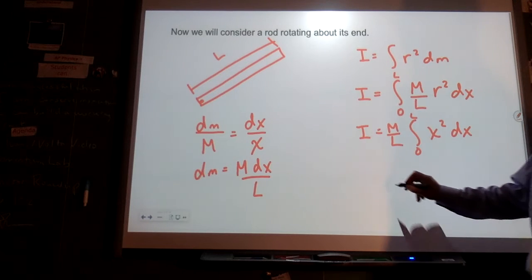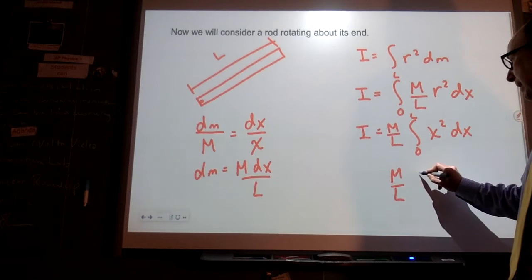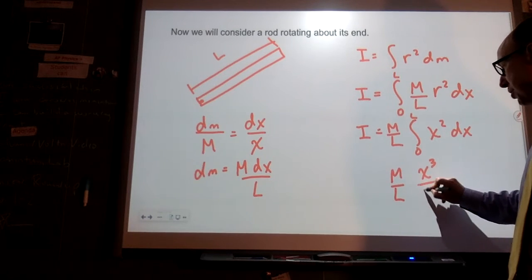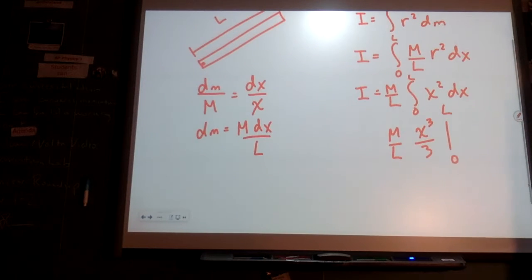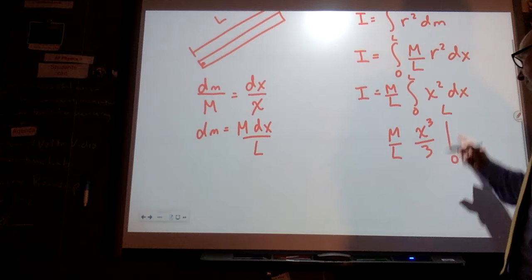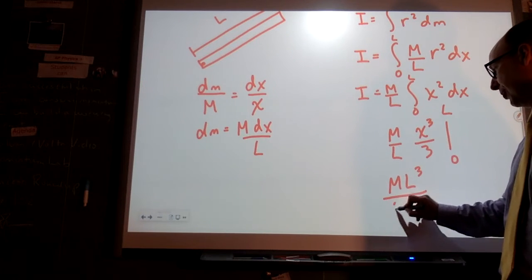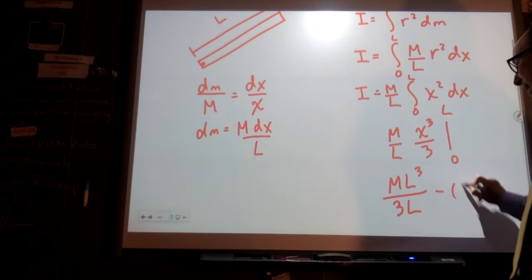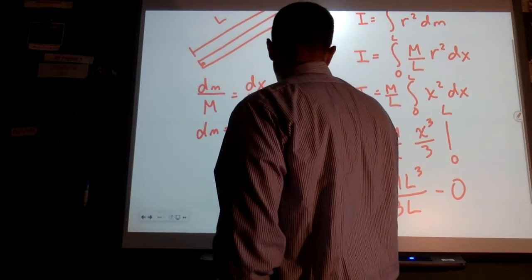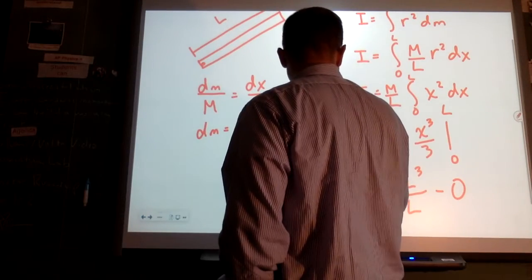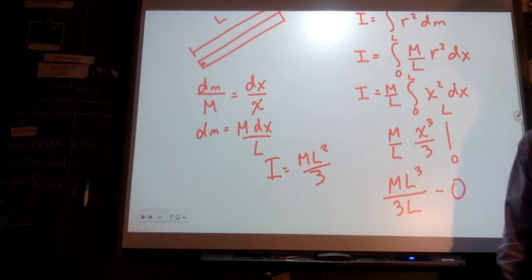And when I do my integral, I'm going to get m over L times x cubed over 3 from 0 to L. And so I'm going to have m L cubed over 3L minus 0. And it looks like the moment of inertia is m L squared over 3, which I know it to be.